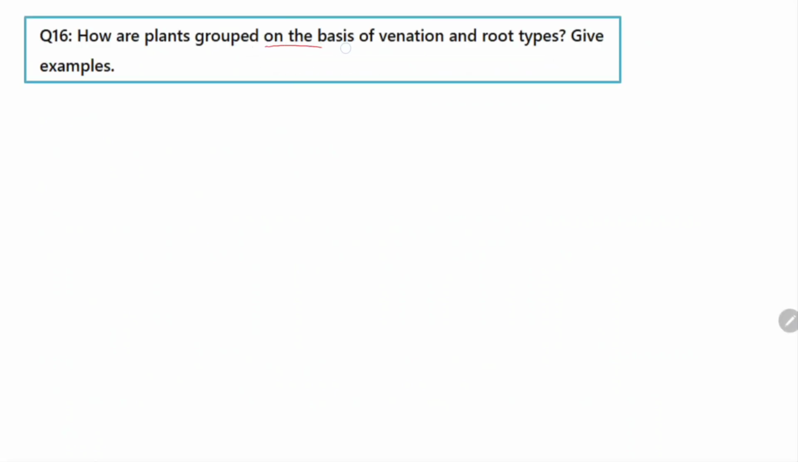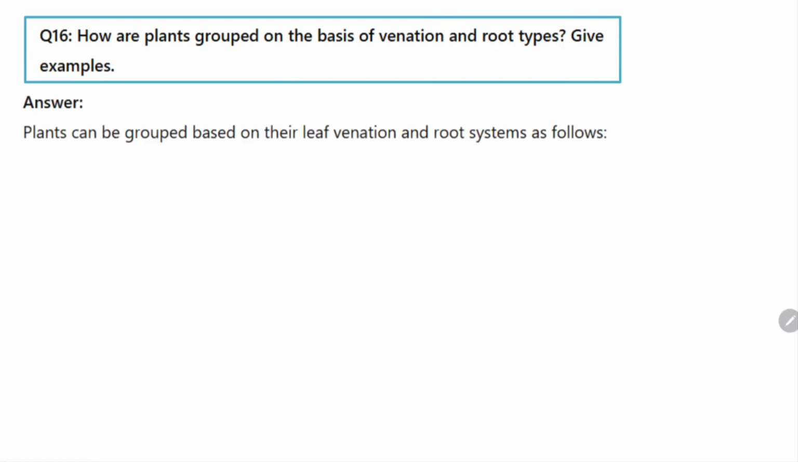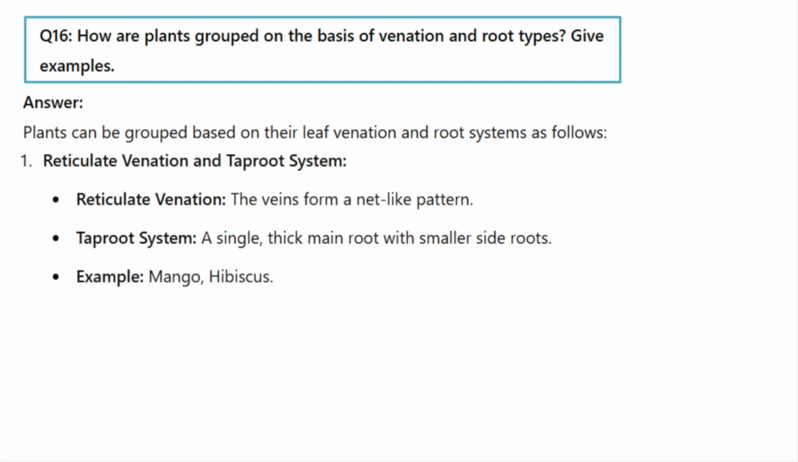So how are plants grouped on the basis of venations and root types? Give examples. So how are these grouped? Let us see. Plants can be grouped based on their leaf venation and root system as follows. So first you write about reticulate venation and taproot system, okay. In reticulate venation, the veins form a net-like pattern. Taproot system: a single thick main root with smaller side roots, example mango and hibiscus.